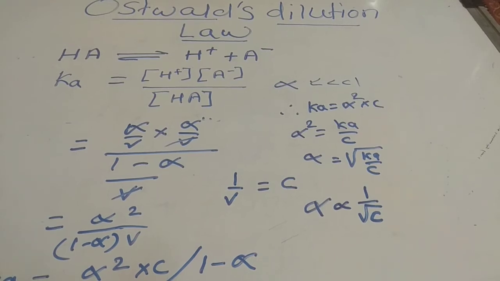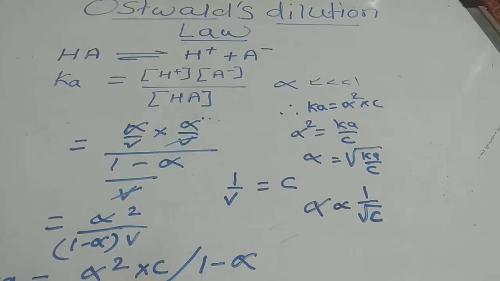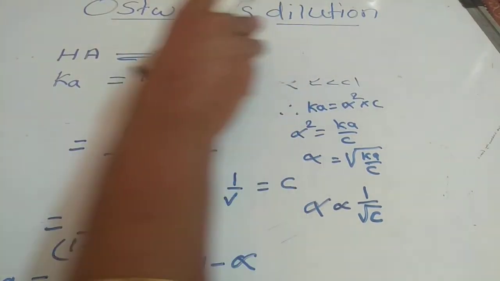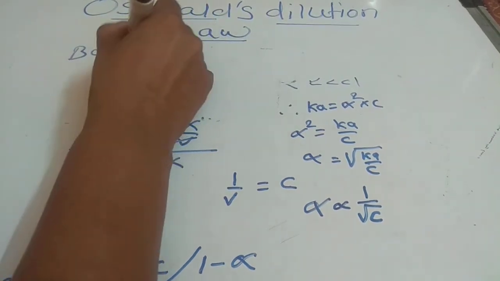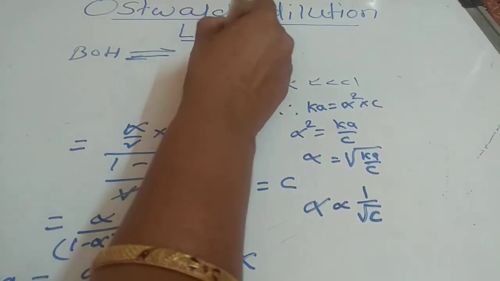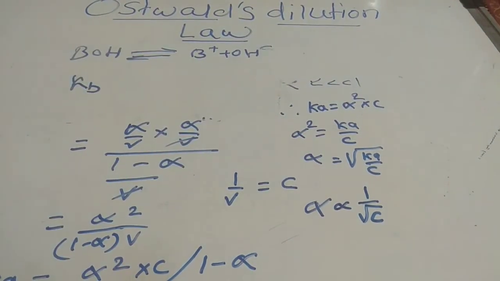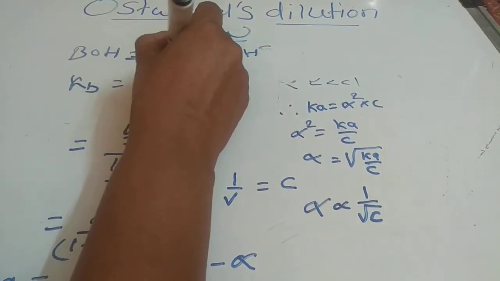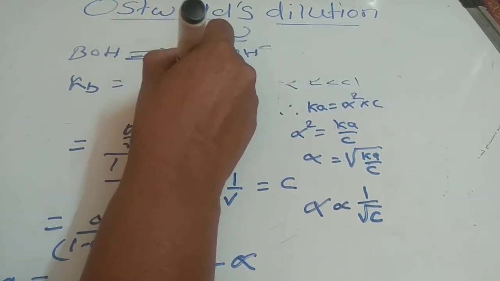This law we can apply for BOH, that is a weak base, also. All the things are the same but only the reaction is different. What is the reaction? If we are taking Ostwald's dilution law for BOH, BOH gives B plus and OH minus, and Kb. Instead of Ka we are using Kb. Kb is equal to concentration of B plus into concentration of OH minus upon concentration of BOH.